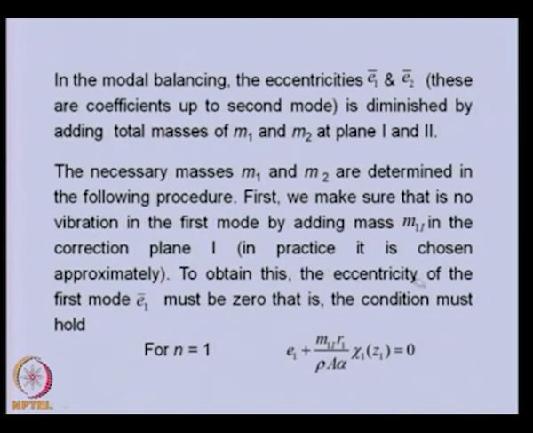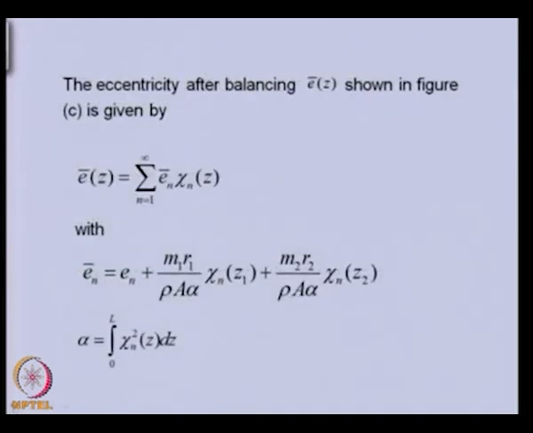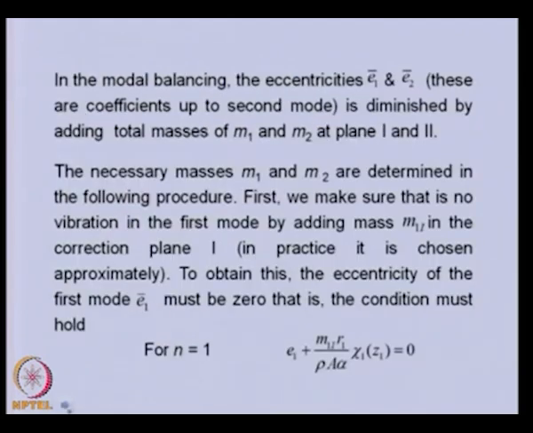To obtain this, the eccentricity of the first mode, E1, must be 0. That is the condition, this following condition must be satisfied. That means for n is equal to 1, in this expression, E1 bar should be 0, because we want to balance the first mode, and here E1 and other terms are there.